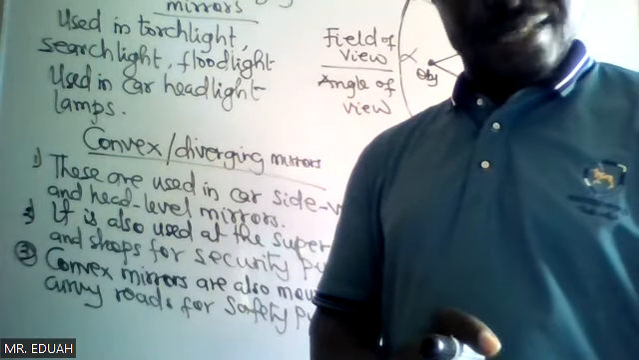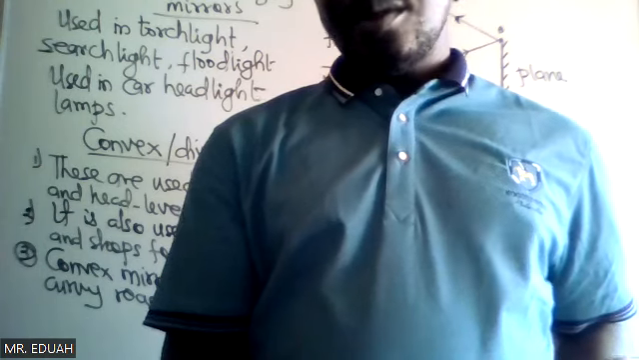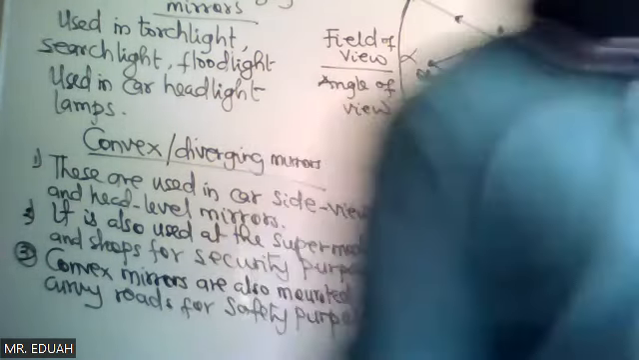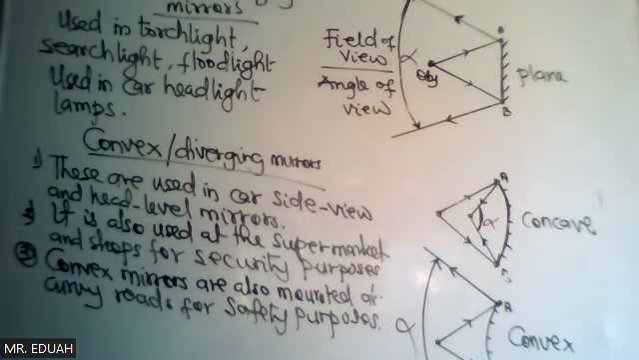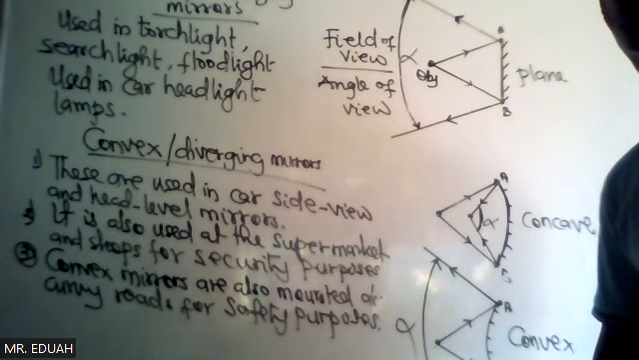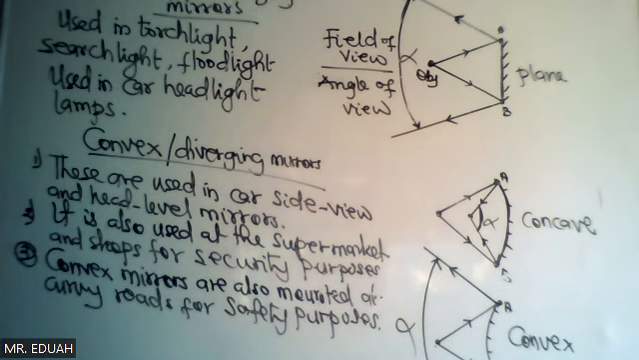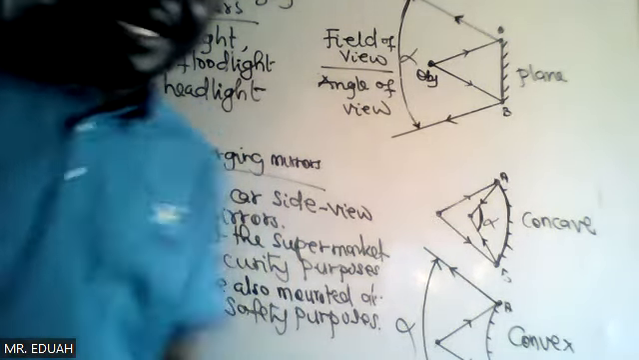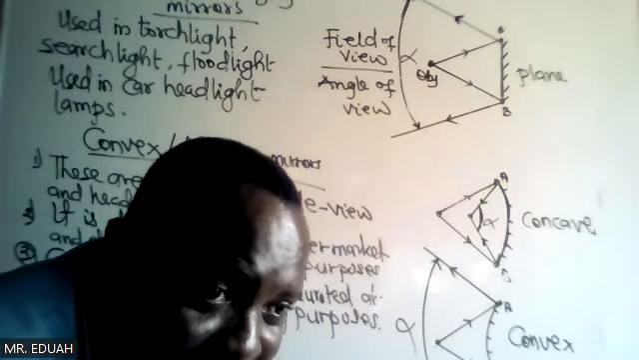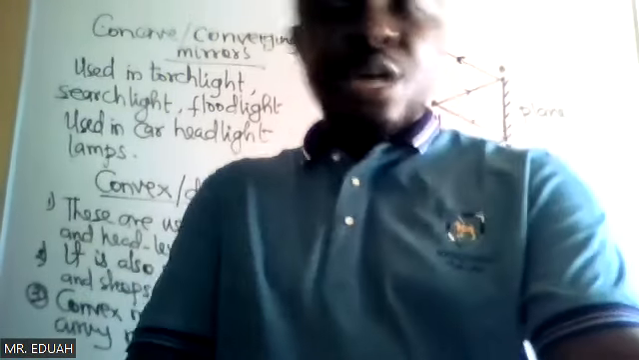The other advantage of using this is that for a concave mirror, depending on the position of the object, the image formed can be inverted or upright. Depending on the position of the objects in front of the mirror, the image formed can be inverted or can be upright. And you can even experiment with this using a brand new spoon.